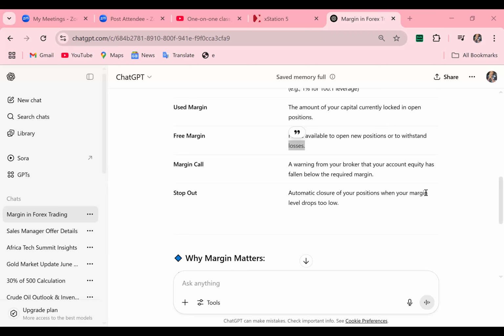It's also possible from that free margin, you can also place other trade, right? Yes. From that free margin, you can also place more trade. Do you understand?